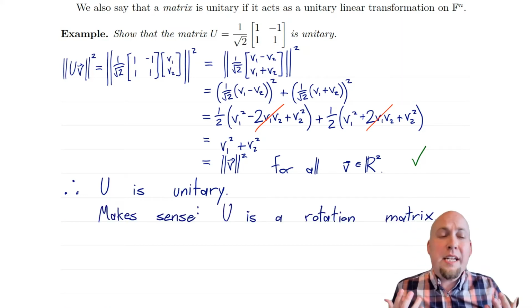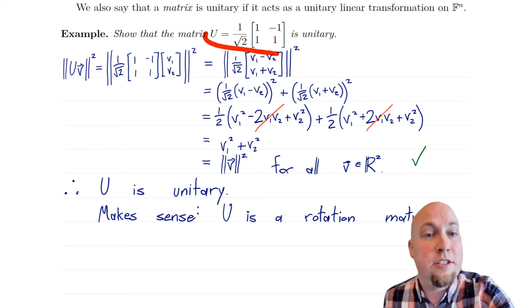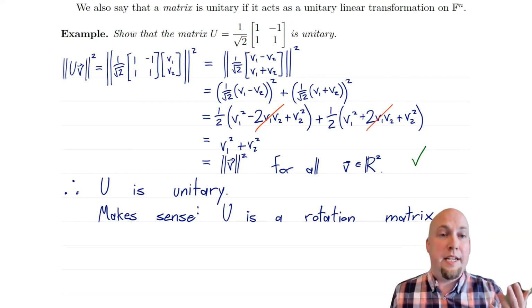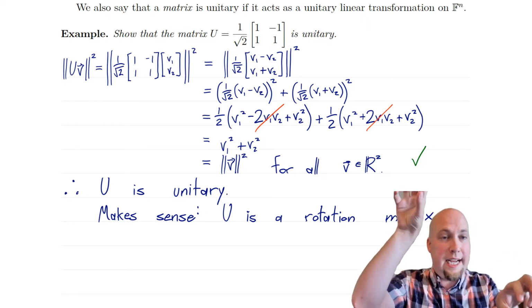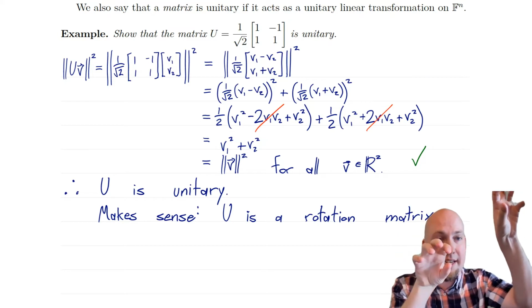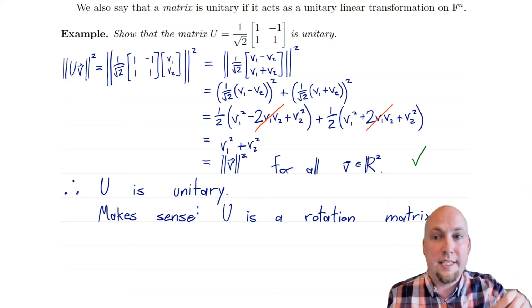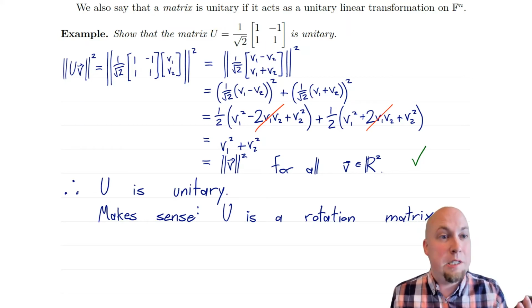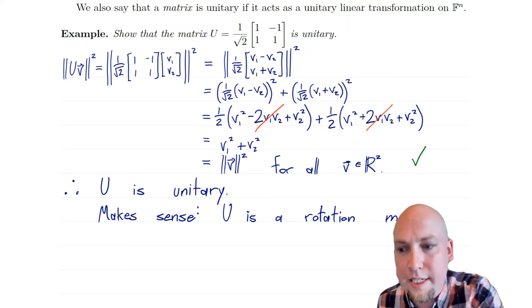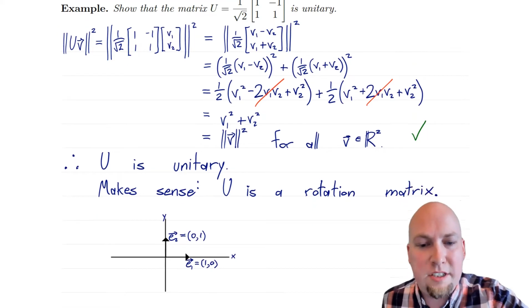If you think about this matrix geometrically, this makes sense because this U here is actually a rotation matrix. Remember rotation matrices have a cos theta and a cos theta along the diagonal, and they have a minus sine theta and a sine theta in the off-diagonal entries. And this matrix here is exactly of that form with theta equal to pi over 4, 45 degrees. So we can draw a little picture of that just to remind you of how this works.